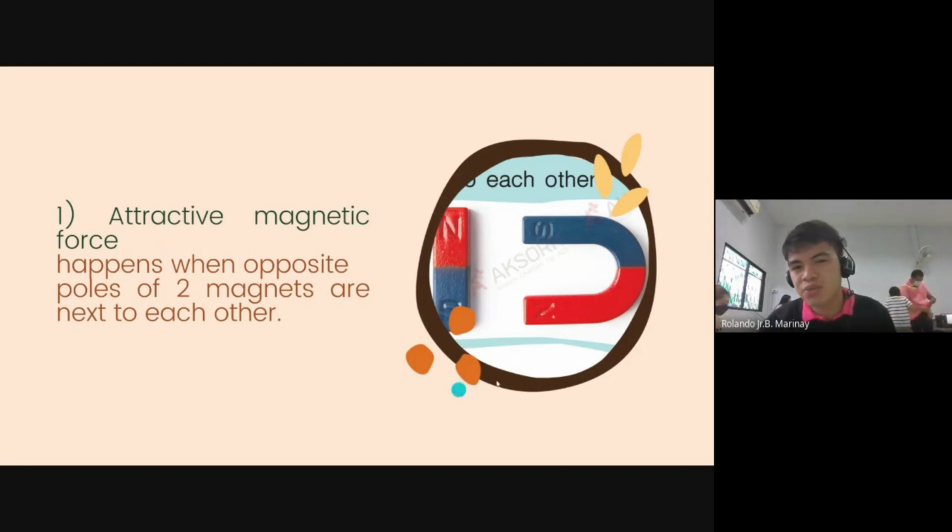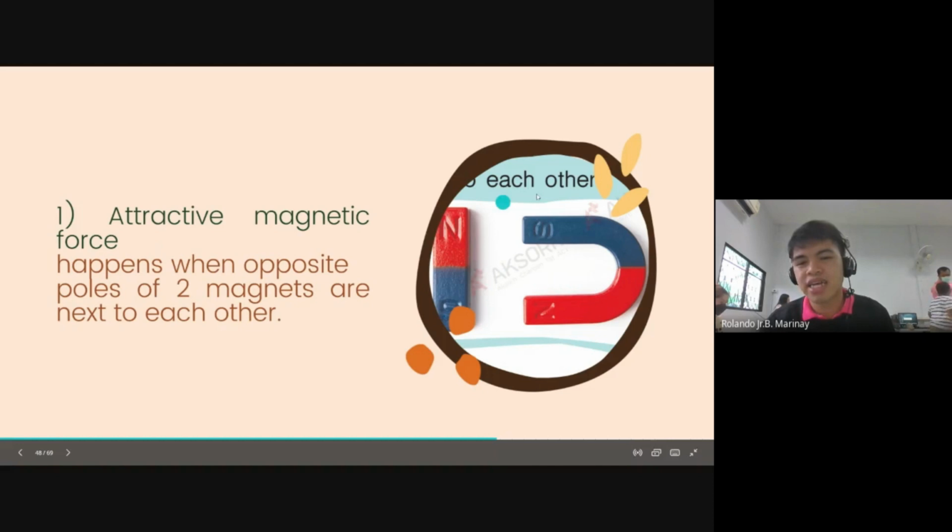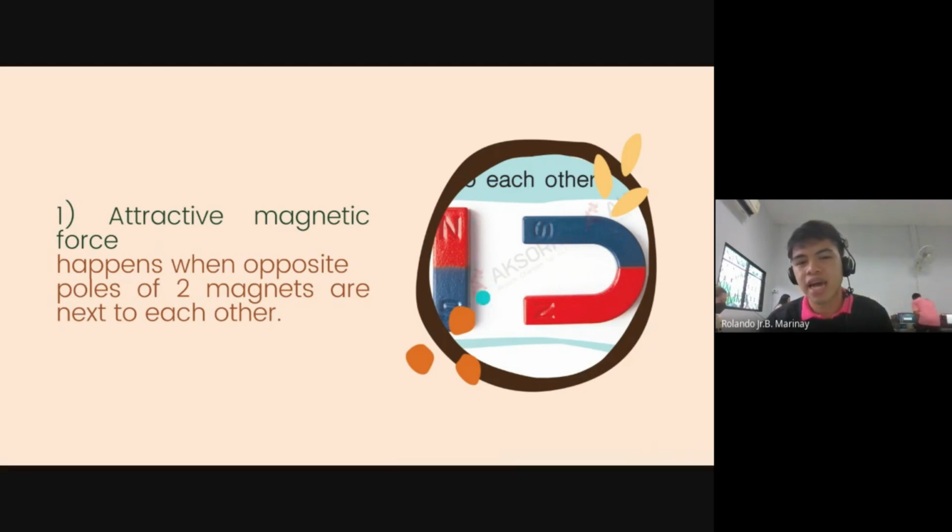Okay, what happens, kids, when we put the magnets this way? North and south and south and north. Is it attract or repel? Okay, this is attract. The magnets will attract each other when they are put in a position like this. The north, south, and south, north, they will attract each other. Attractive magnetic force happens when opposite poles of two magnets are next to each other like this.